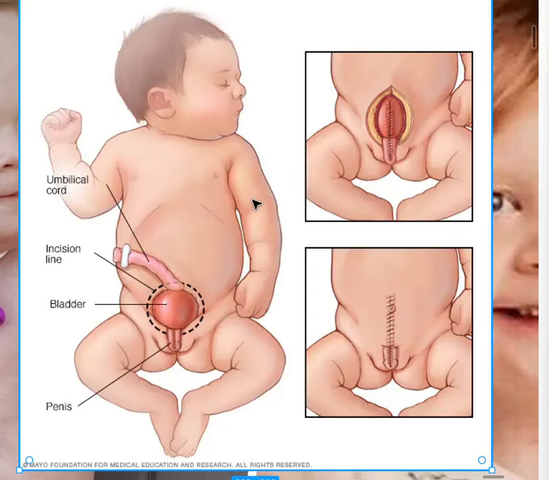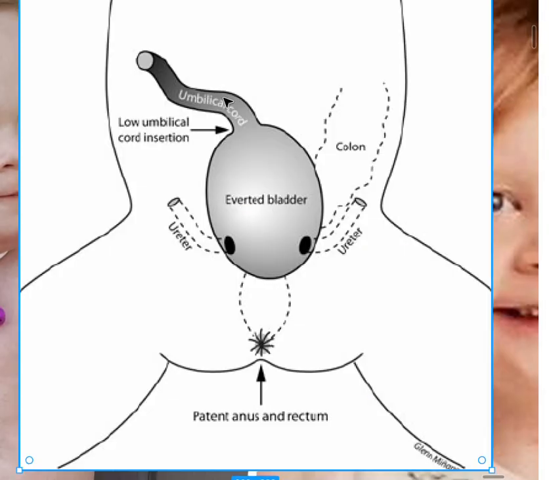So I'll show you something here. This is the same picture, which shows you the bladder exstrophy. So it's an inverted bladder basically. It's a congenital anterior abdominal wall defect in which the posterior wall of the urinary bladder is exposed on the surface of the lower abdomen due to failure of midline closure.